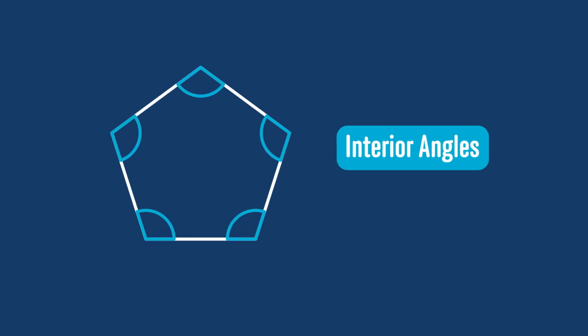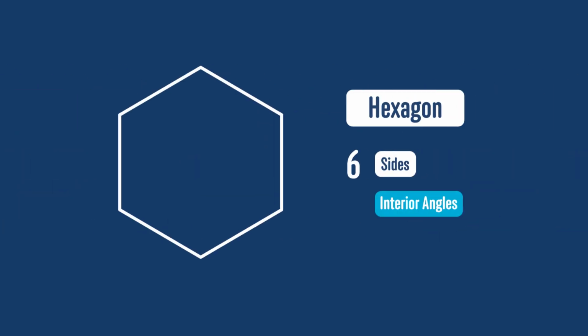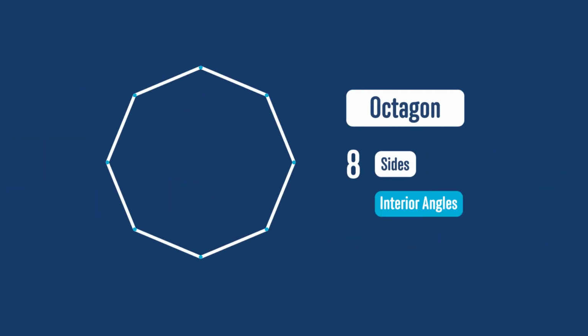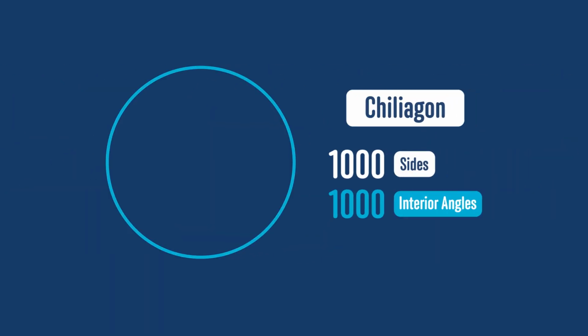When we talk about polygons, that means 2D shapes made up of straight line segments. The angles inside are called interior angles. These are the interior angles in a pentagon, and since a pentagon has 5 sides, it also has 5 interior angles. A hexagon has 6 sides, so it has 6 interior angles, and any shape will always have the same number of interior angles as it has sides. So our chiliogon would have 1,000 of them, but that would be very hard to draw.